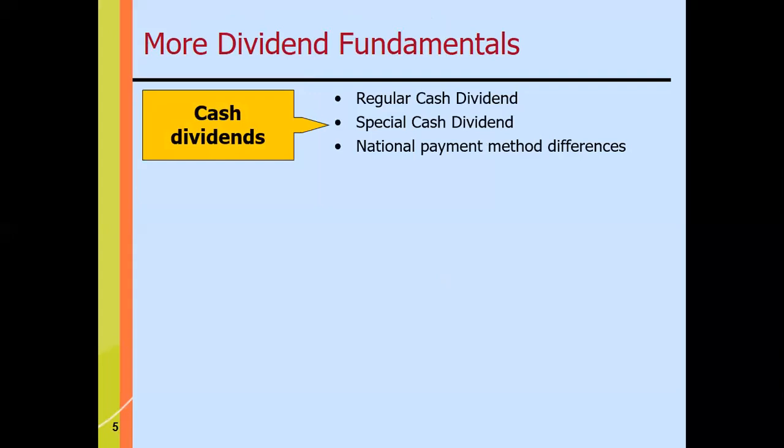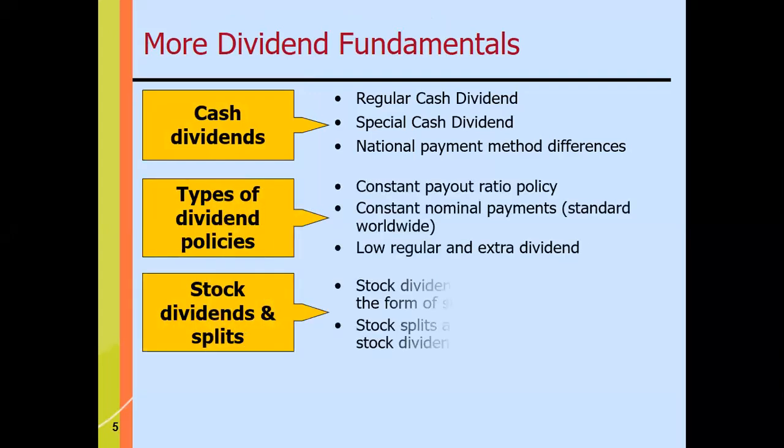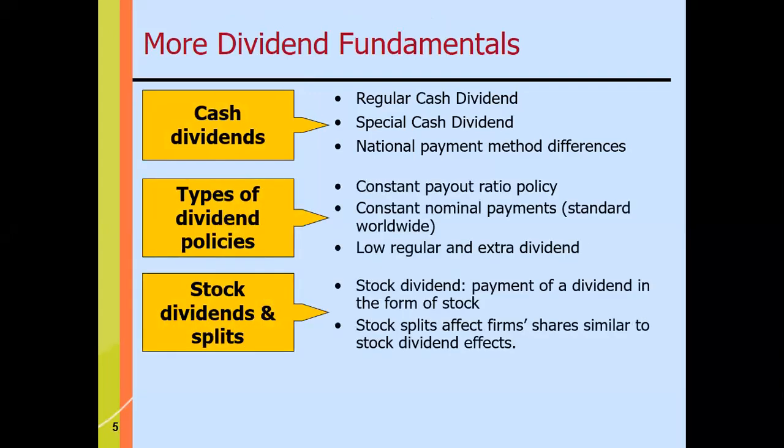Next, more dividend fundamentals. These are now on the types of dividends. If we pay cash, really cash in bank, not literally legal tender cash, it can be regular or special, and then there can be differences. The types of dividend policies could be a constant payout ratio, or the payments, the amounts, are constant. Then there can be low-regular-and-extra dividends.